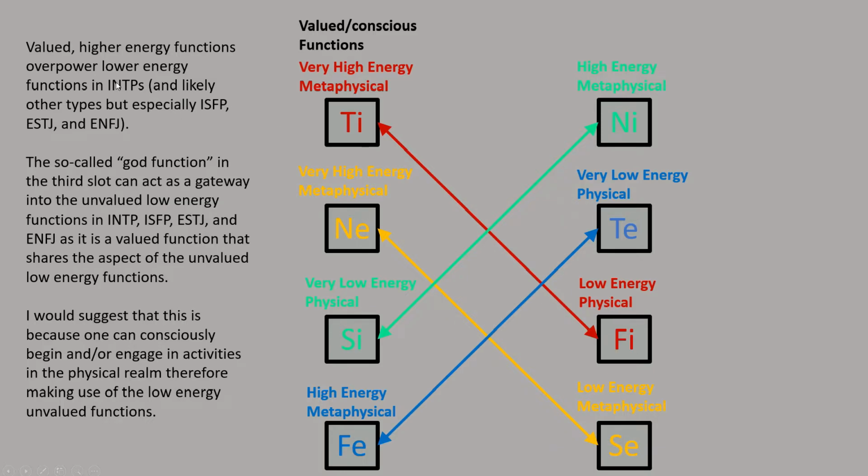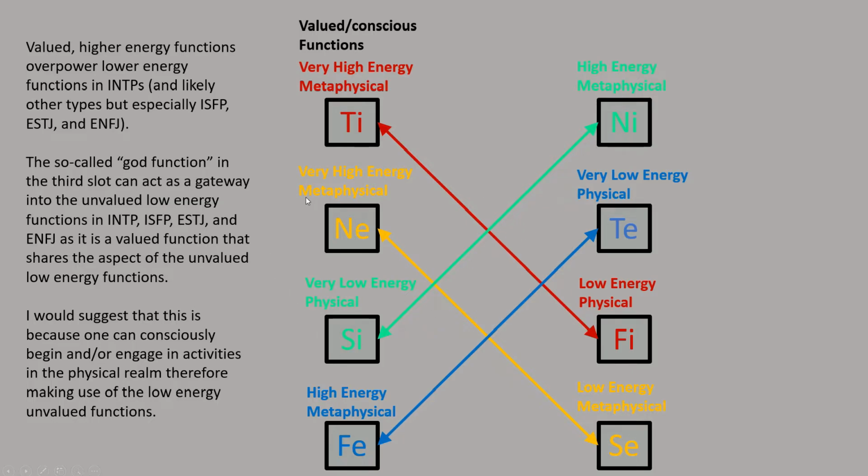So, I'll just read this little thing I did here. Valued higher energy functions overpower lower energy functions in INTPs, and likely other types, but especially ISFP, because in an INTP basically all of the high energy functions are also valued, except for SI and I, but I'll come to that later.